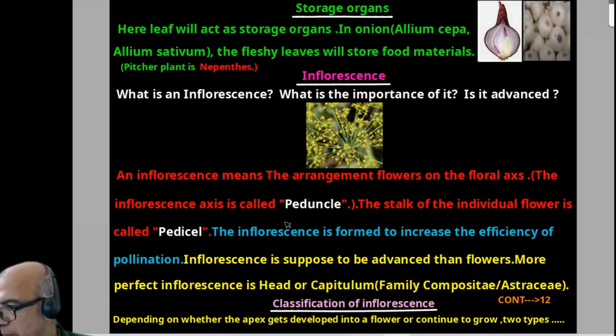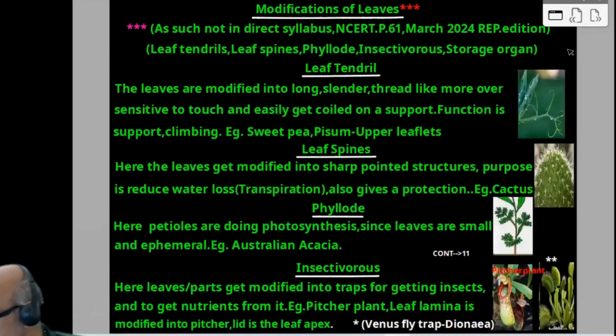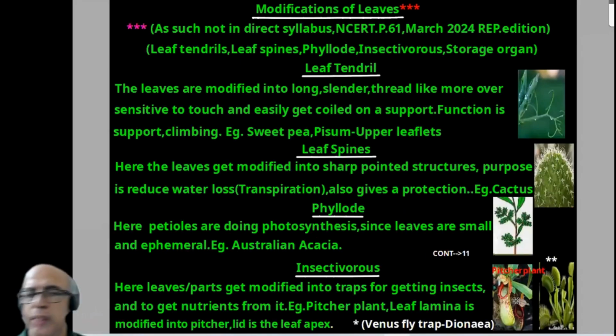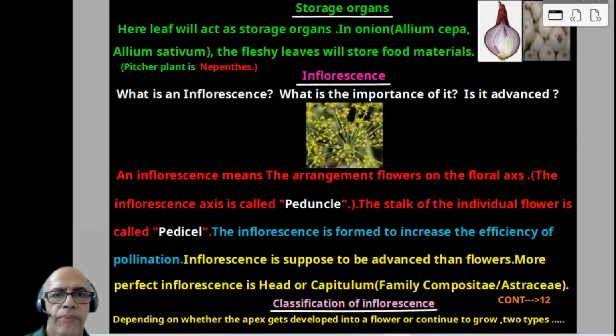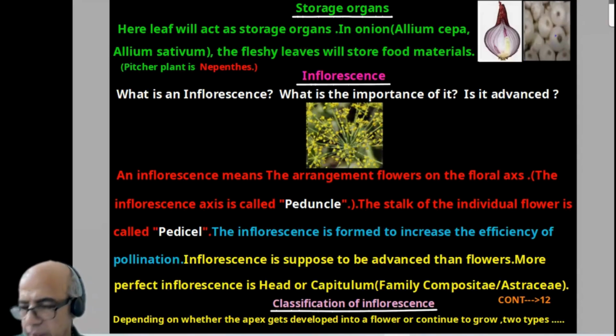They told you pitcher plant. Pitcher plant is Nepenthes. This is the famous pitcher plant. Then Venus flytrap, I told you it is Dionaea. Next photograph is Dionaea. Now, storage again I already told you, that is onion, Allium cepa, Allium sativum. That is regarding leaf. Now, the next item for us is inflorescence.